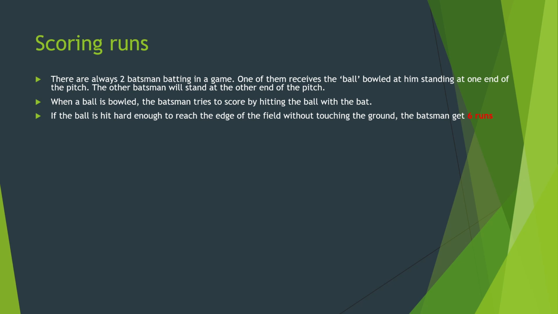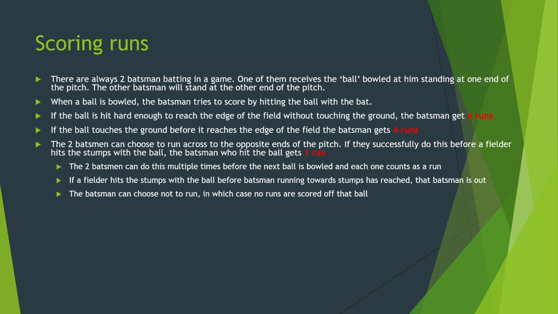When the ball is bowled, the batsman tries to score by hitting the ball with his bat. If the ball is hit hard enough to reach the boundary rope without touching the ground, meaning that it crosses the boundary rope in the air without ever having hit the ground, then the batsman gets 6 runs. If the ball touches the ground before it crosses the boundary rope, then the batsman gets 4 runs.